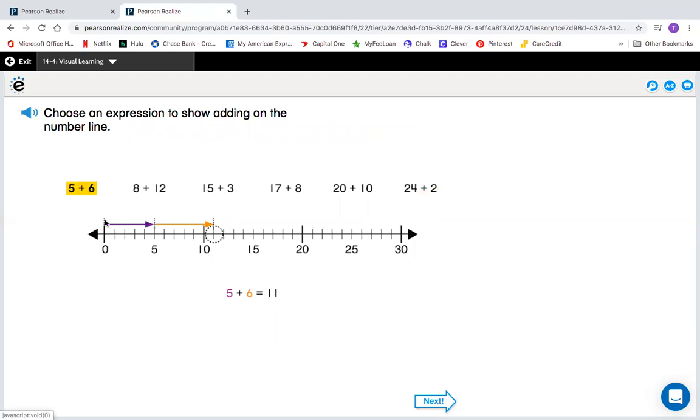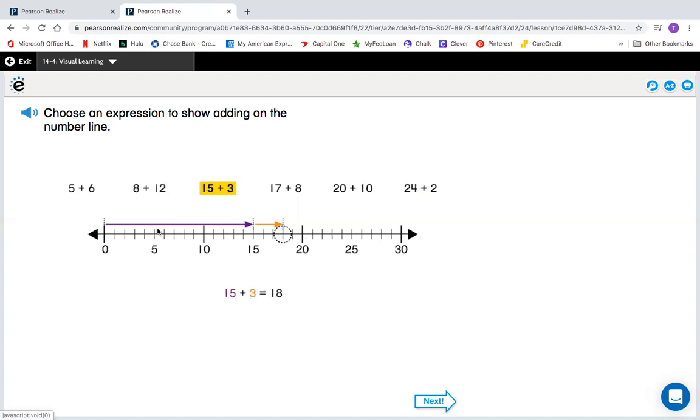If we do 5 plus 6, we have one arrow goes up to the 5, and then our second arrow moves 6 more and then gets us to 11. If we do 8 plus 12, our first arrow goes up to 8, 5, 6, 7, 8. And then our second arrow is going to show us 12. So we have to start where we're at and then count 12. 1, 2, 3, 4, 5, 6, 7, 8, 9, 10, 11, 12, and this is where we land on the 20.